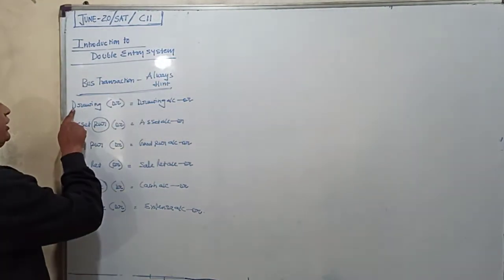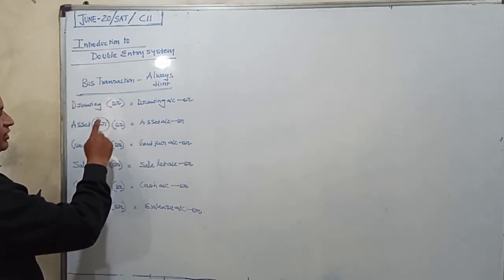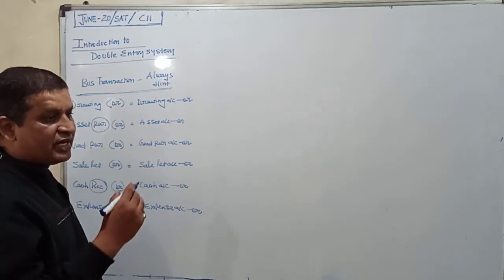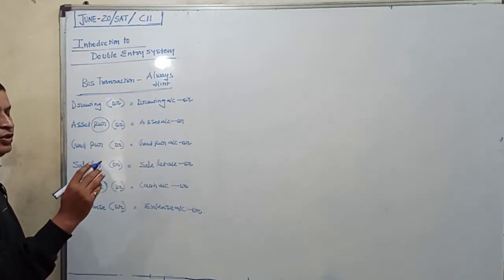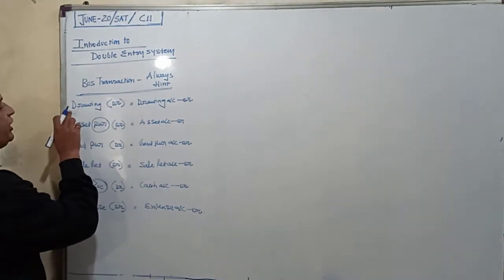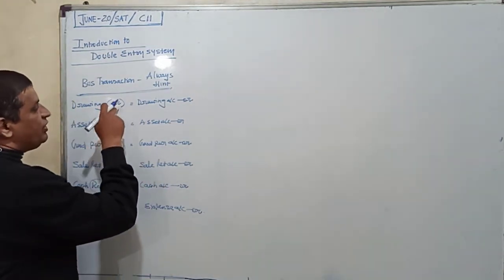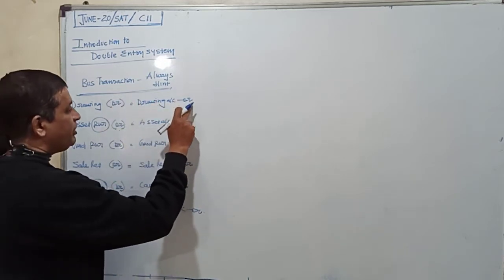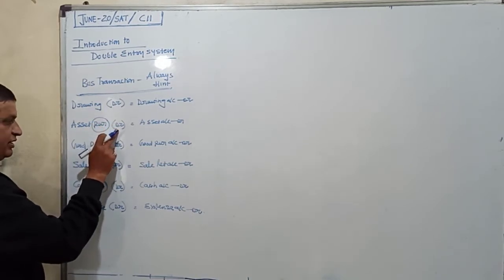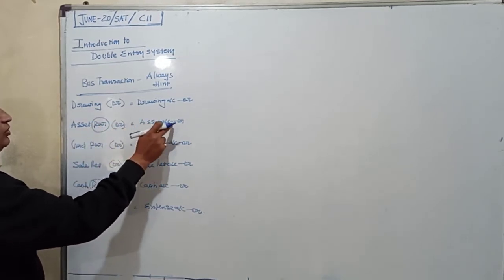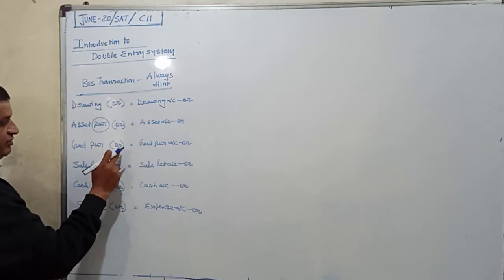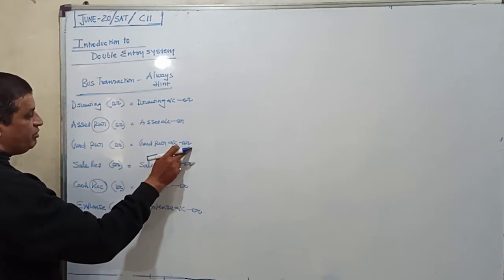We said drawing is always debited. If an account is debited, suffix the account with the word debit, meaning after the account you write the abbreviation debit. So we said drawing account is always debited. How do we write it? Drawing account debit. We said asset purchase is always debited, so we write asset account debit. We said goods purchased is always debited, so we write goods purchased account debit.